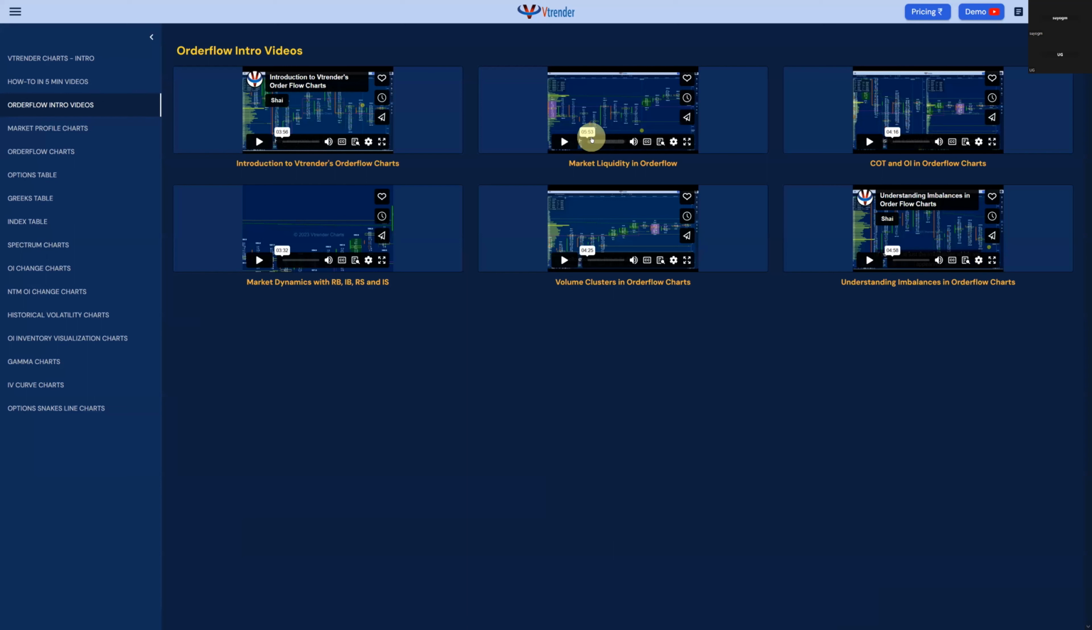So if I have to break down this tool called order flow and talk to you about what the order flow is, it is essentially a function of the market liquidity. Then it's got to do with the COT, the open interest, and we consider that as one piece of info and we plot it below the bar. That's the only piece of info which goes below the bar, and I'll try to explain. Then we do the RB, IB, RS, and IS. And then we look at volume clusters and then finally imbalances.